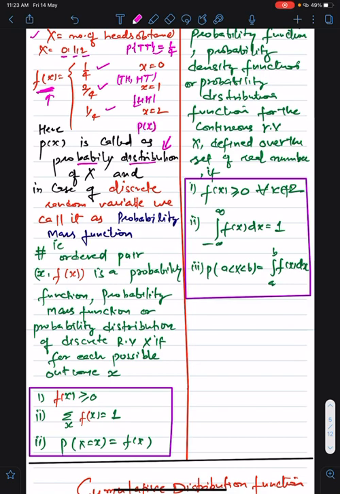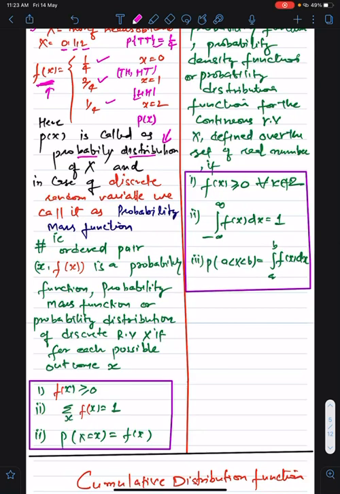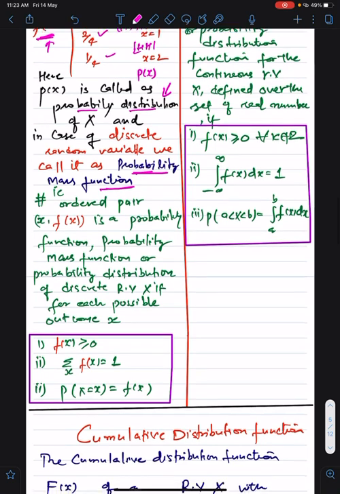Just to signify that it is a PMF, defined in the case of a discrete type random variable, but in this book it is usually denoted by f of x. So in the case of a discrete type random variable, we call this function f of x a probability mass function. This is important, and in questions you may find it very often.